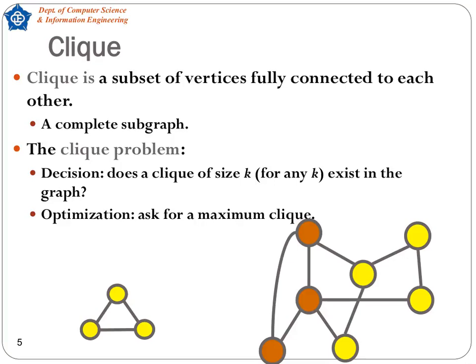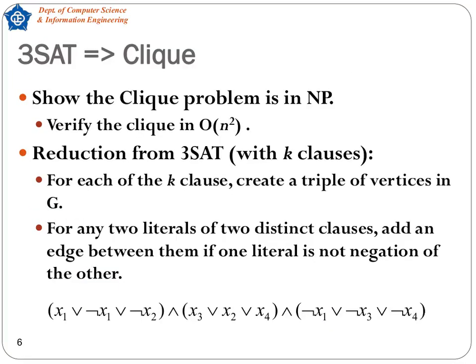On the left, you'll see a tiny graph of three vertices all mutually connected, a clique of size 3. On the right, a larger network highlights one clique in orange, illustrating a potential maximum clique in that graph. Now that we've defined cliques and seen the decision and optimization versions, let's prove clique is NP-complete.